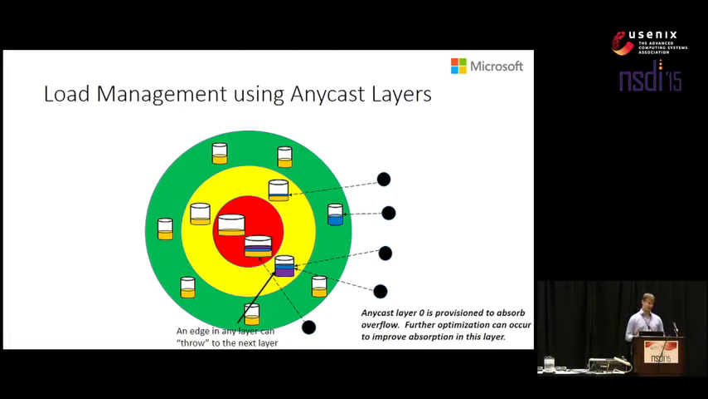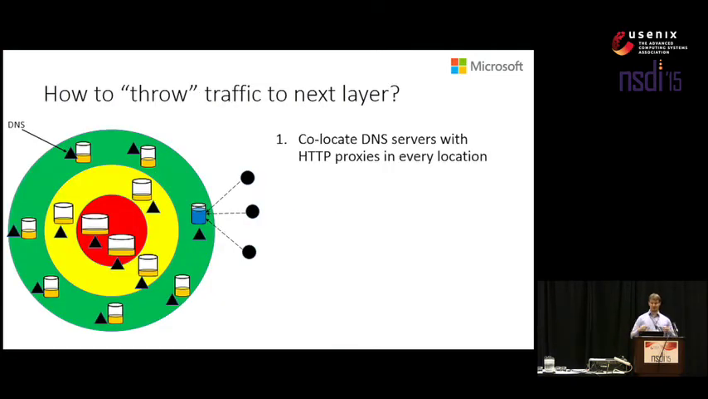So how do we throw this traffic at this point? So the first thing that we do is we co-locate all of our DNS servers with our HTTP proxies in every single location. And then we configure our IP addresses for our DNS servers in exactly the same layered approach. So we have the 3 different sets of IP addresses. Then the DNS server co-located with the HTTP proxy monitors the load on itself and determines whether it's getting loaded or not.